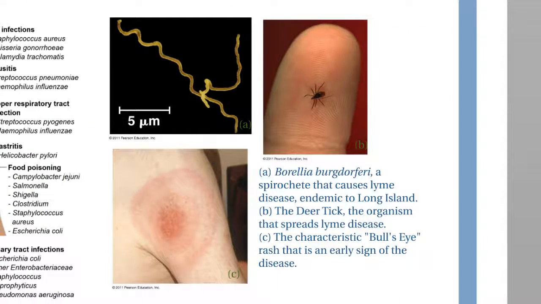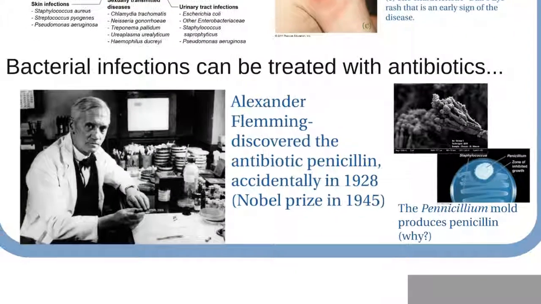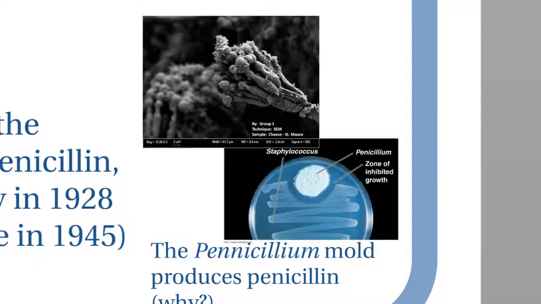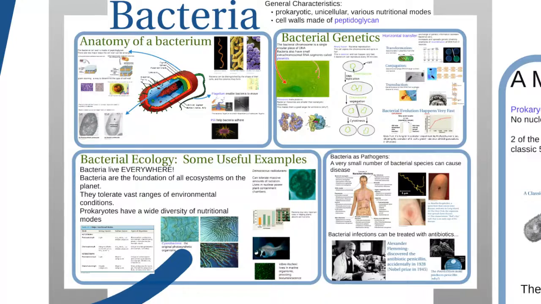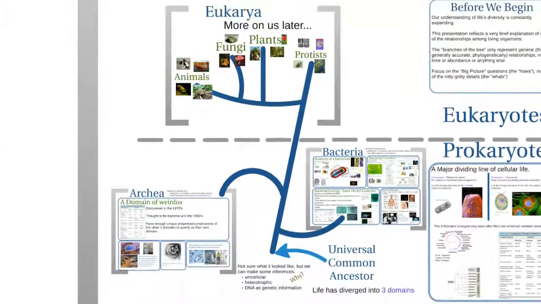And this is often why they have the bad rap here. We have the deer tick that contains a bacteria that spreads Lyme disease. Now, bacterial infections can be treated with antibiotics. We'll look more at this when we look at natural selection and evolution. The antibiotic penicillin was an accidental discovery in 1928, but again, many of these bacterial infections can be treated with antibiotics.